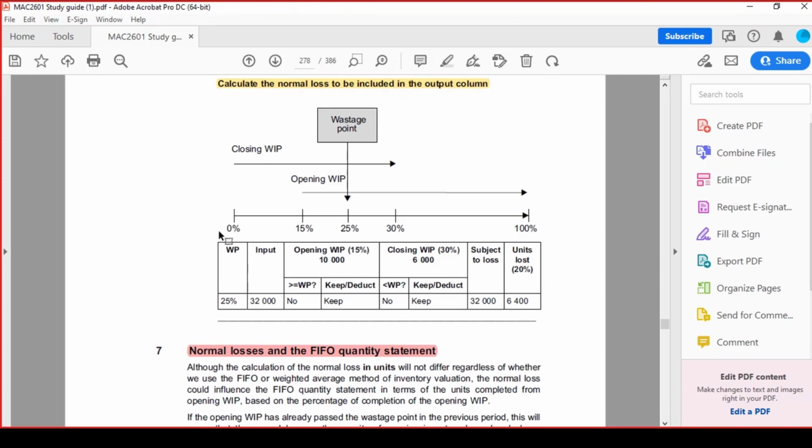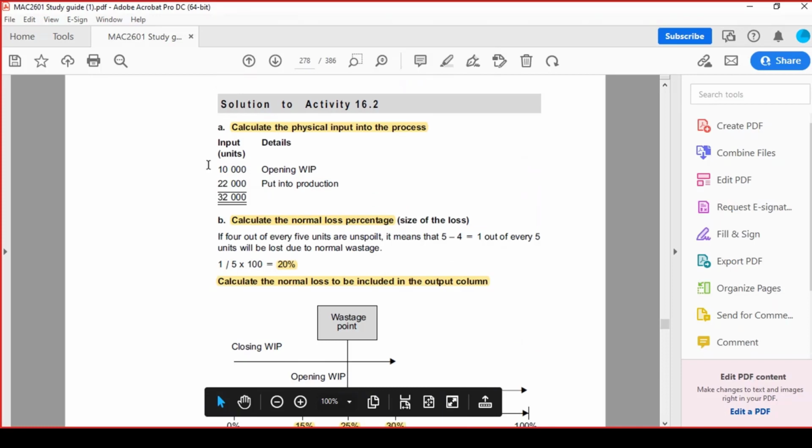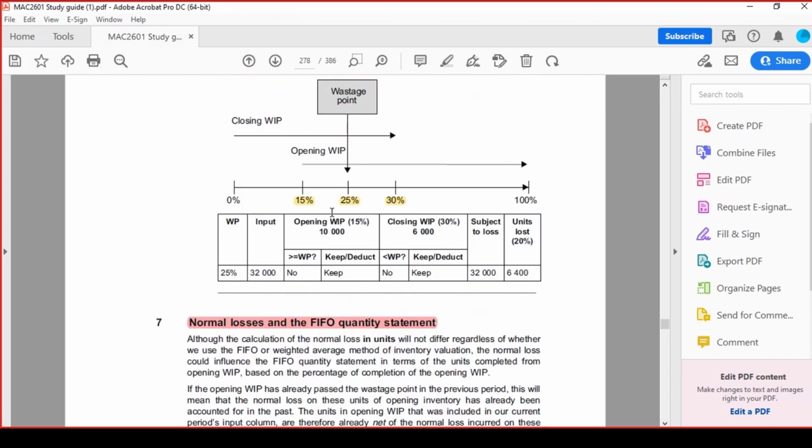Others might do this line, but like Tawanda, he did this. So you do the same. I'm starting at 0, I'm ending up at 100. The wastage point, they gave it to me, is 25%. My opening WIP is 15% complete. Closing is 30%. Then thereafter, you start calculating and do this table. You can do this table, you might not, but it's up to you. So you say the wastage point is at 25. What's my input? I've calculated my input, it's at 32.